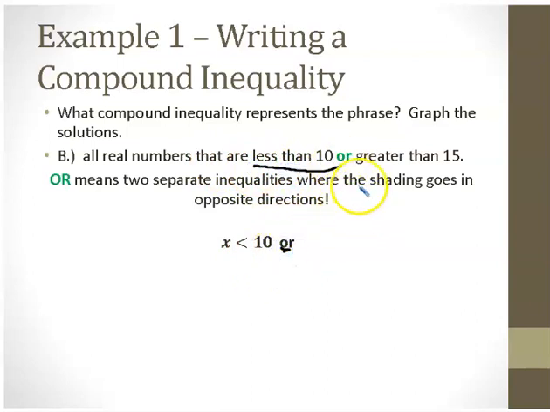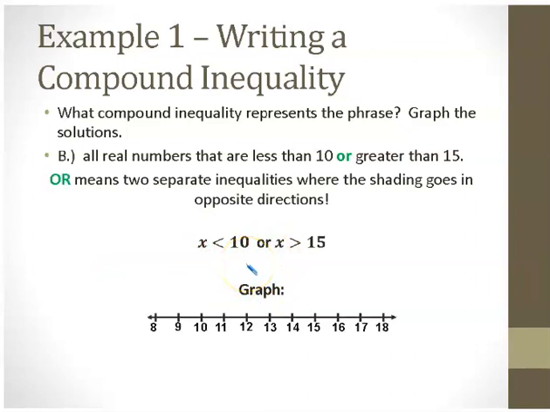Or, right, just like that, greater than 15. So that's what I end up with. So now I'm going to make a number line that encompasses these two numbers. And again, because they're less than and greater than signs, they're going to be open circles. And now I'm going to shade in the opposite directions.